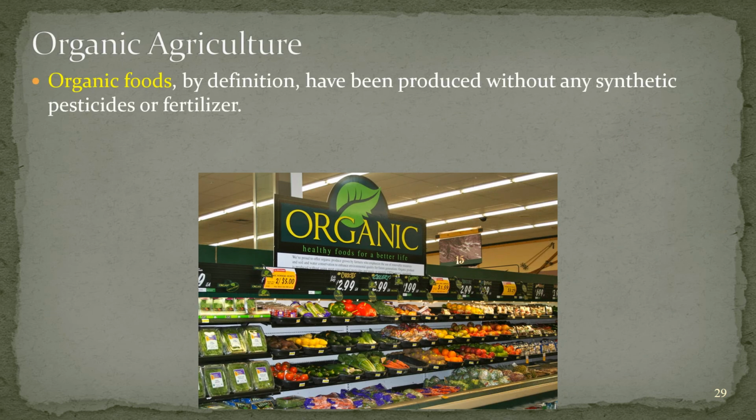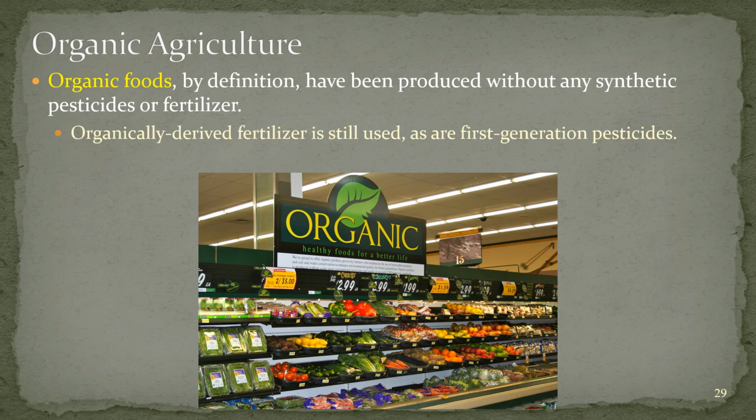Organic agriculture, by definition, is produced without any synthetic pesticides or fertilizer. Organically derived fertilizer is still used, as are first generation pesticides. This is a common misconception of organic production, that it does not use pesticides. It does use pesticides, but it does not use synthetically derived pesticides.